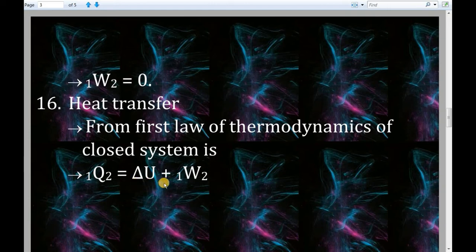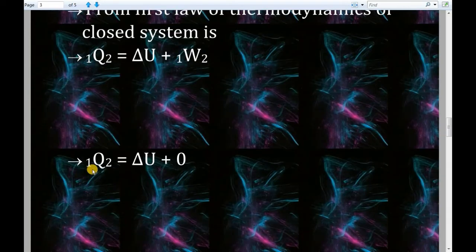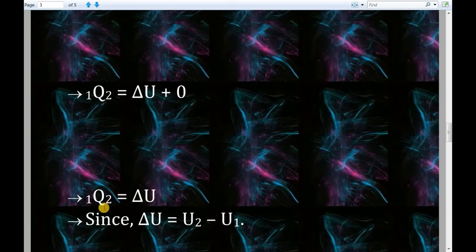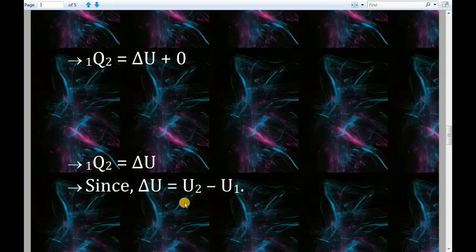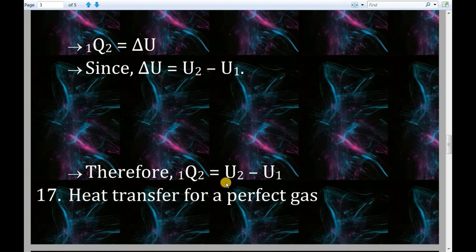Okay, we know that the total work done during a constant volume process is 0. Therefore 1W2 will be replaced by 0. So the next step will be 1Q2 is equal to ΔU plus 0. So ΔU plus 0 is ΔU. So the next step will be 1Q2 is equal to ΔU. The formula for change in internal energy is ΔU is equal to U2 minus U1. So the next step will be 1Q2 is equal to U2 minus U1, which means for a closed system undergoing a constant volume process, heat transferred in is equal to the change in internal energy.